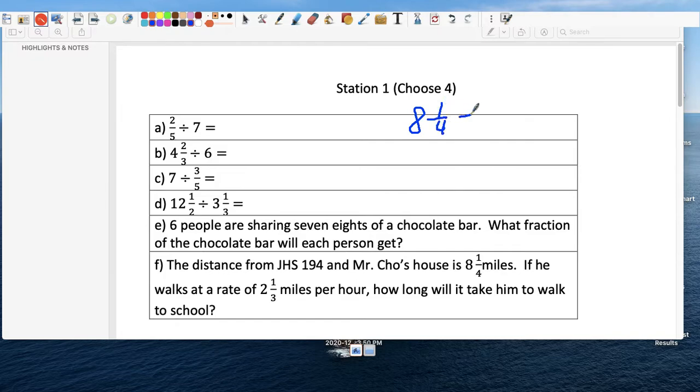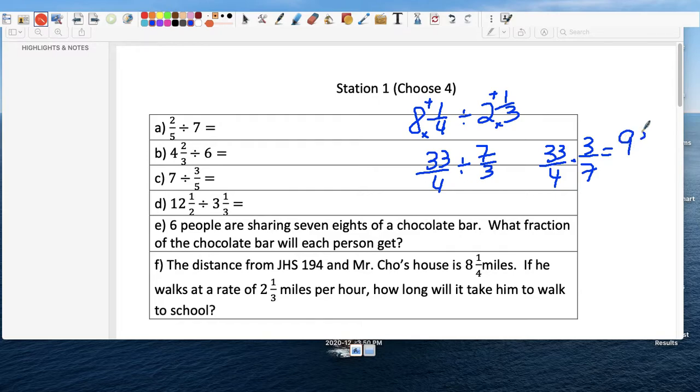So 8 1/4 divided by 2 1/3. Again, multiply and add: 4 times 8 is 32 plus 1, 33 over 4, divided by 7 over 3. Let's change this. 33 over 4 times 3 over 7. 33 times 3 is 99. 4 times 7 is 28.